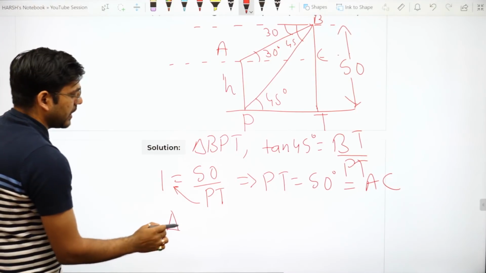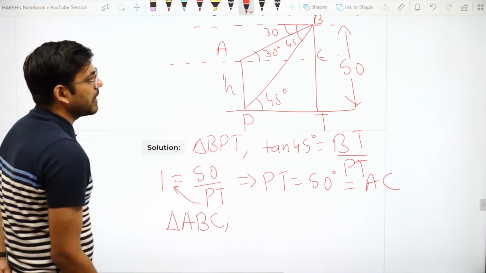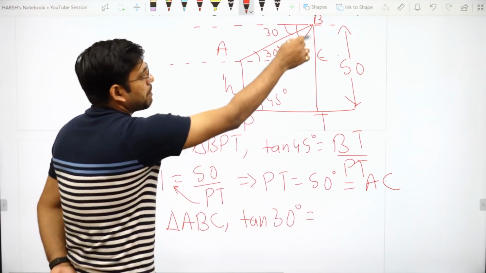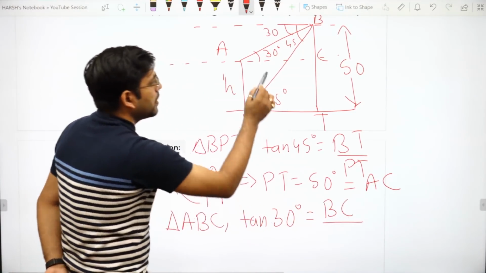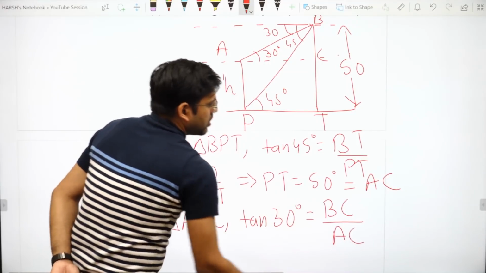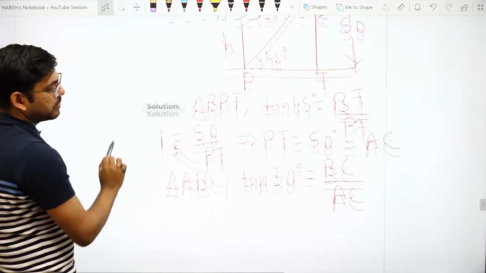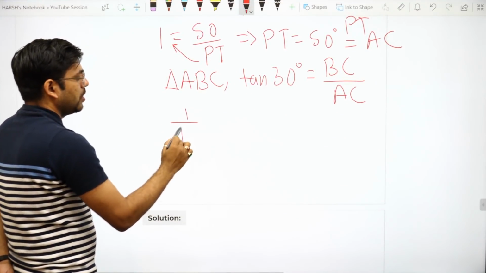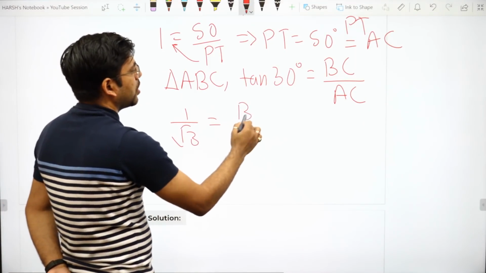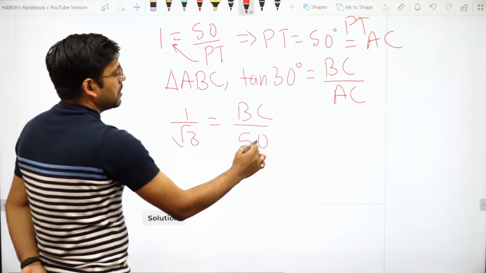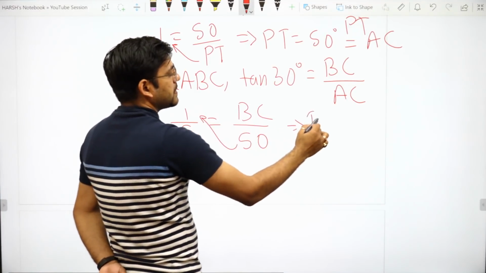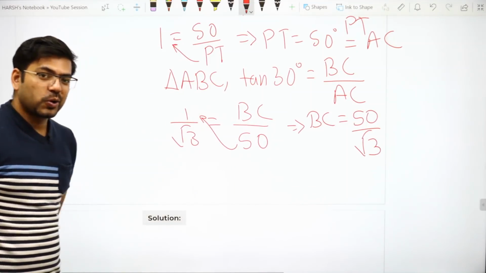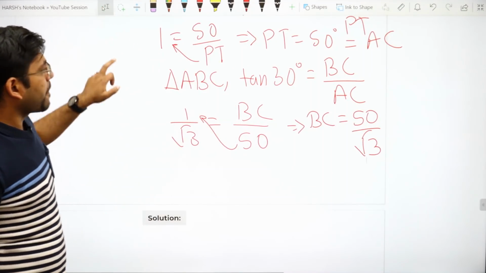Now I will go to triangle ABC. In triangle ABC, I will write tan 30 degree, is equal to perpendicular BC upon base AC. Now solving the value, tan 30 you all must be knowing, is nothing but 1 by root 3, equal to BC, which we do not know, upon AC, which we know is 50. Sending this to this side, BC is equal to 50 upon root 3, isn't it? Now we have got BC.